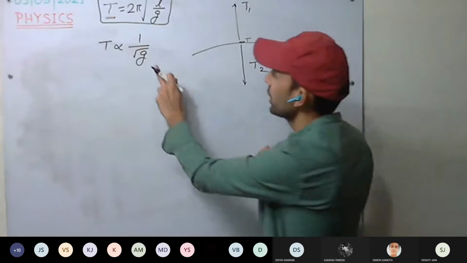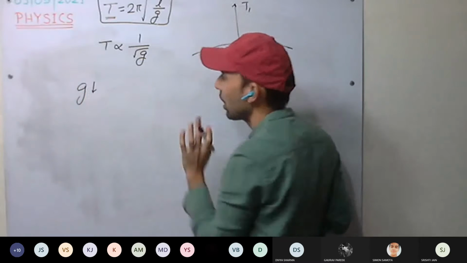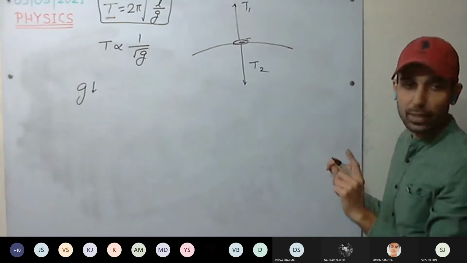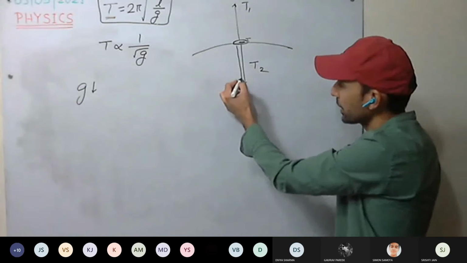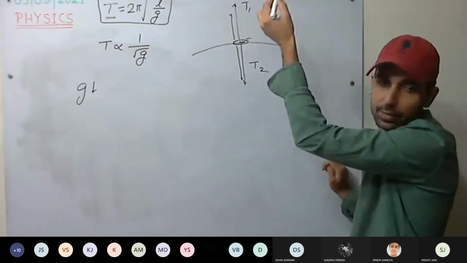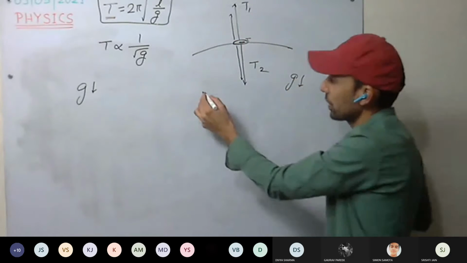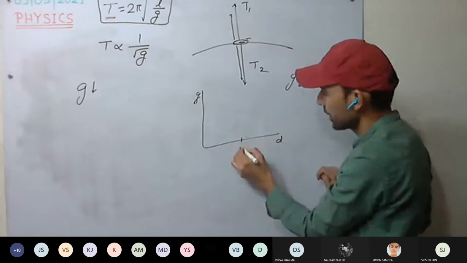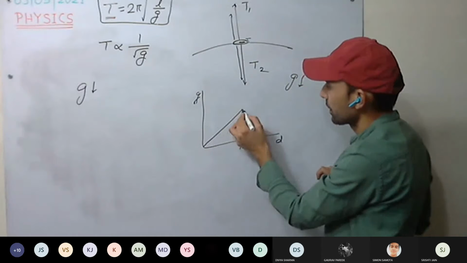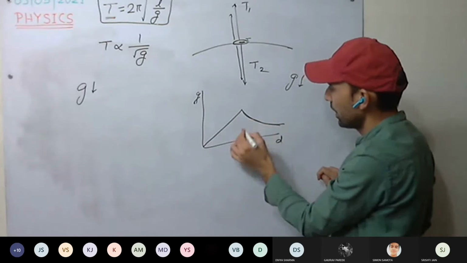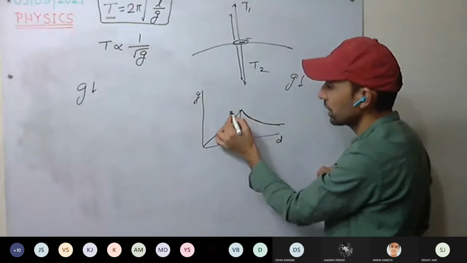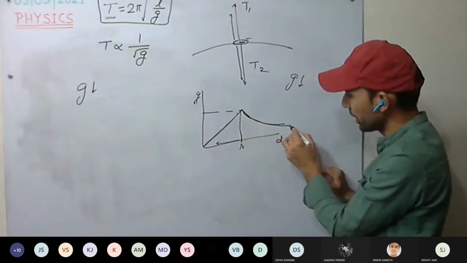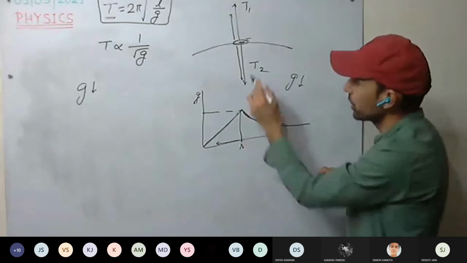So if gravity decreases, how does gravity vary? Gravity is maximum on the surface of the earth. Remember this one. As we go deep inside the earth, or if we go up in the air, the gravity decreases. This is the graph for gravity with respect to distance. Here is the radius of the earth. You can see it is maximum on the surface. As you go deep inside the earth, it decreases. As you go up in the air, it decreases. So maximum is on the surface of the earth.